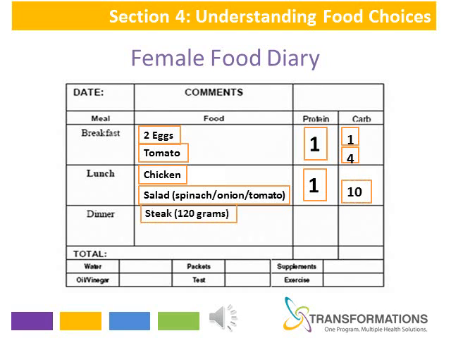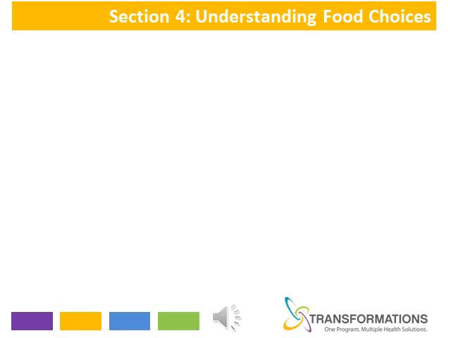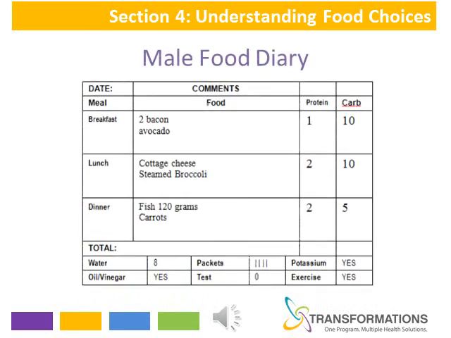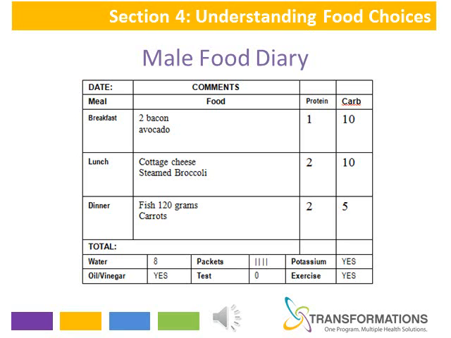Then for dinner, a female is allowed 2 portions of protein and 5 portions of carbs. So 120 grams of steak equals the 2 portions of protein, and 85 grams of spinach equals the 5 portions of carbs. The male formula allows for an extra portion of protein and 5 extra portions of carbs for a total of 5 portions of protein and 25 portions of carbs.